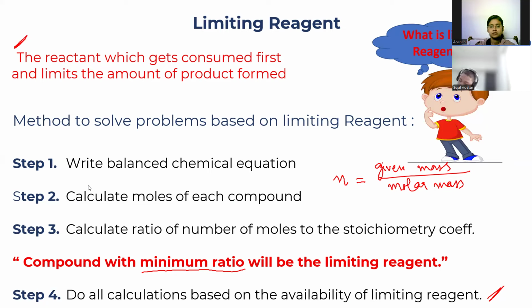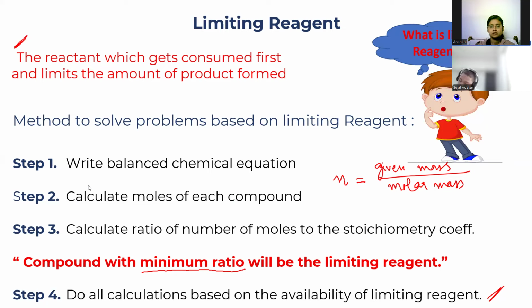Okay. So let's do one question. Here it is: 50 kilogram of nitrogen and 10 kilogram of hydrogen are mixed to produce ammonia, NH3. Calculate the amount of NH3 formed and identify the limiting reagent in the production of NH3 in this situation.